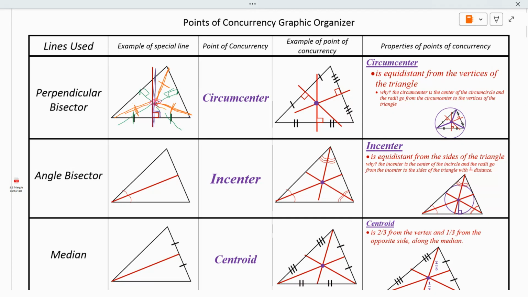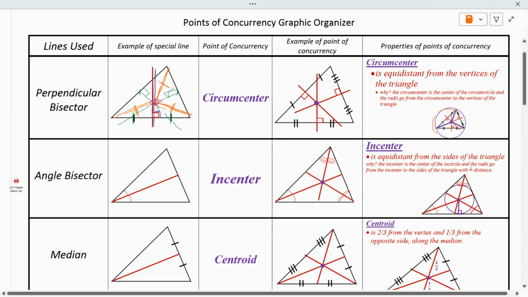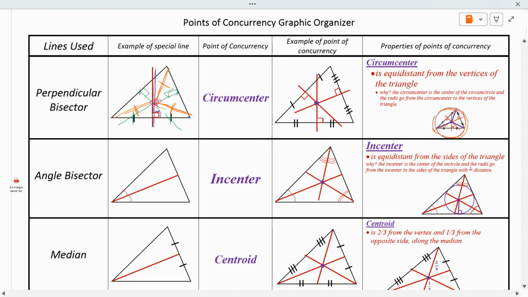Why? Well, you'll notice that the circumcenter is the center of a circumcircle, meaning that you can draw a circle around the triangle. You're essentially circumscribing about the triangle. And these distances from the circumcenter to the vertices actually become the circle's radii.